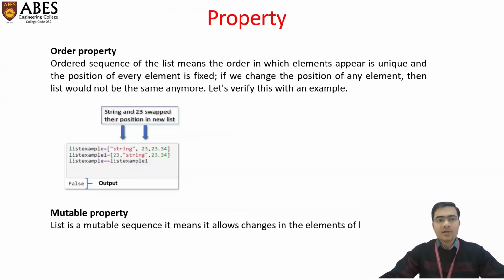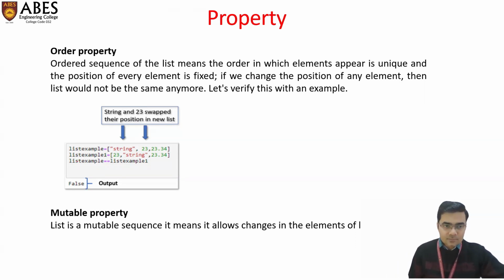Now there are two properties, that is the order property and the mutable property. The order property says that a list is an ordered sequence, meaning the order in which elements appear is unique and the position of every element is fixed. If we change the position of any element, then the list would not be the same anymore. Let's verify this with the given example.